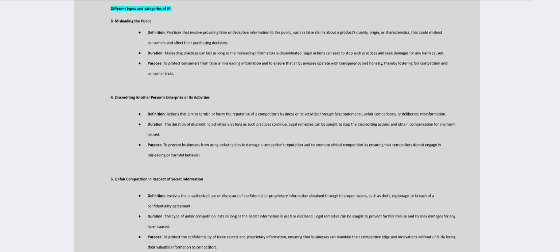Unfair competition in respect of secret information. Definition: involves the unauthorized use or disclosure of confidential or proprietary information obtained through improper means, such as theft. Duration: this type of unfair competition lasts as long as the secret information is used or disclosed. Purpose: to protect the confidentiality of trade secrets and proprietary information, ensuring businesses can maintain their competitive edge and innovation without unfairly losing their valuable information to competitors.